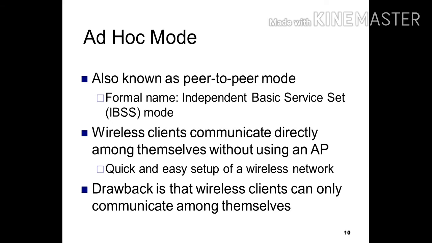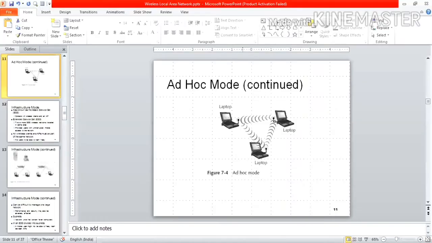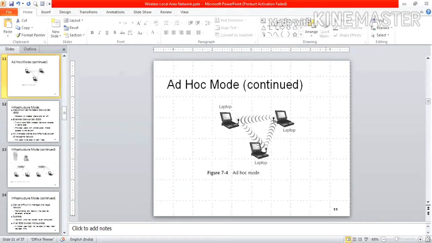In ad hoc mode, we can connect two or three PCs with each other without any central controller, or you can say access point. So this is the topology of ad hoc mode, and we have already seen how to establish this topology. To establish it, you need to go from control panel to network center, and then click on set up wireless ad hoc network. That we have already seen before. Back to our slides.